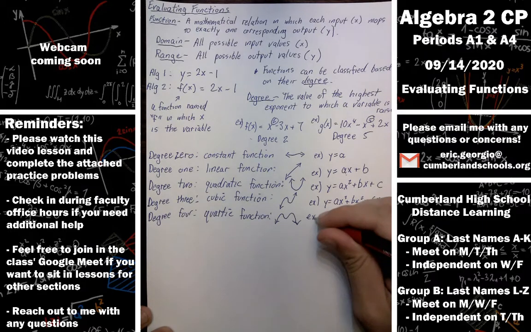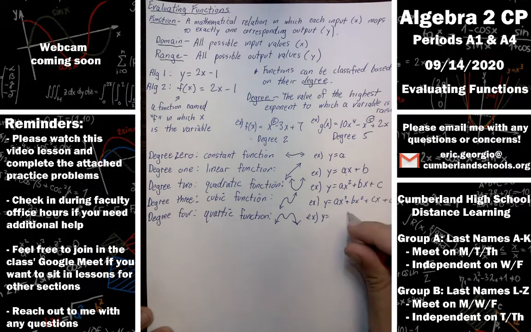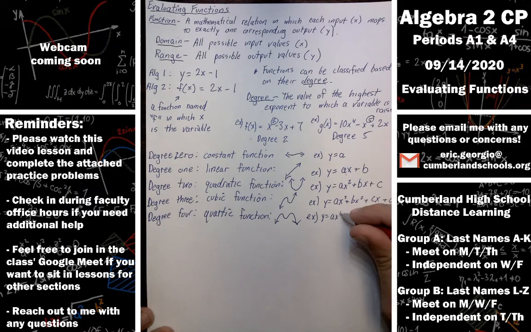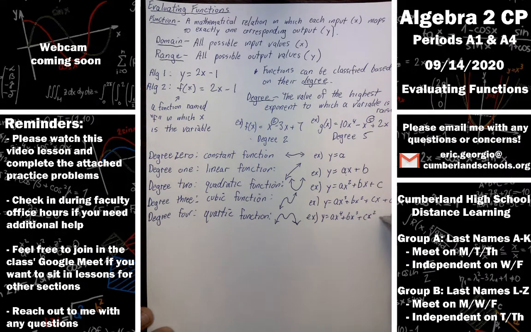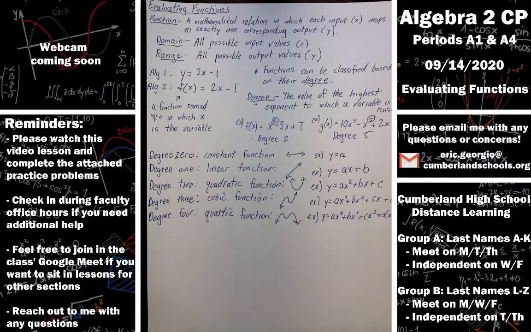And the general form of a quartic function is going to be y equals, just like you see here, ax to the 4th plus bx to the 3rd plus cx squared plus dx plus e. And you can see that eventually this is going to get really long, but that's the idea of how you categorize functions based on their degree.